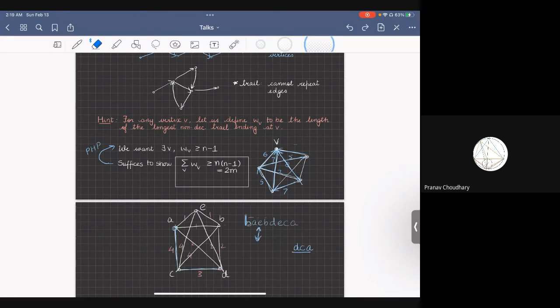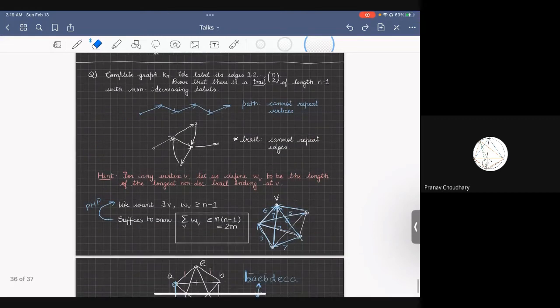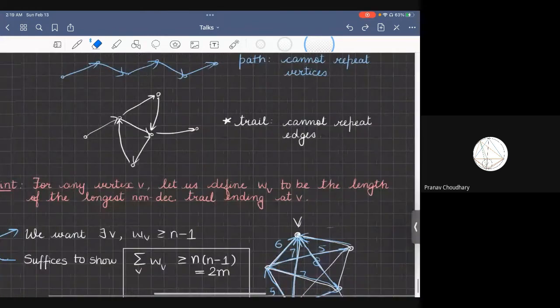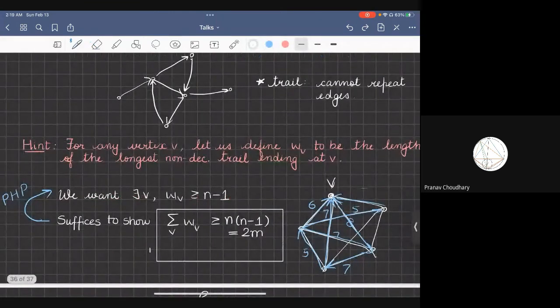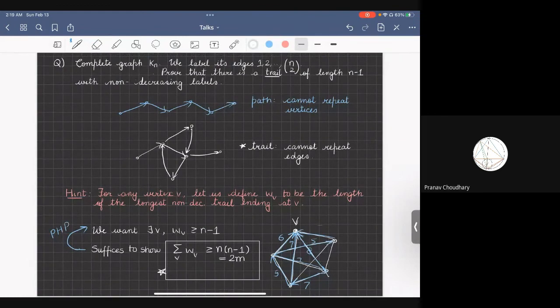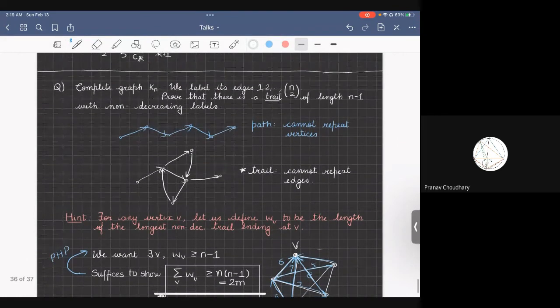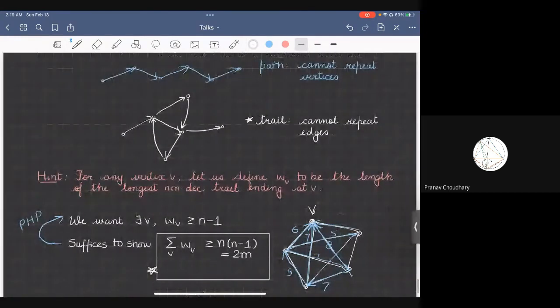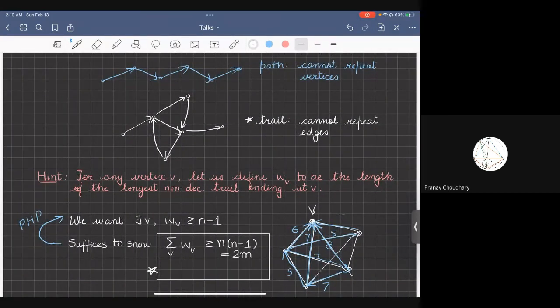Let's just keep this example. Okay. Coming back to this, we want to show this. Just to recall from coming back from the diversion, we said that for any vertex V we define WV to be the length of the longest non-decreasing trail that ends at V. And we want to show that there is a V for which WV is at least n minus 1. And we're saying that if we show that the average of WV across all V is at least n minus 1, then we're done, right?